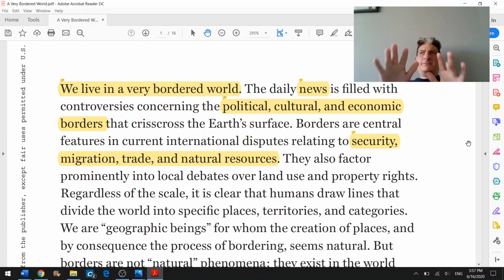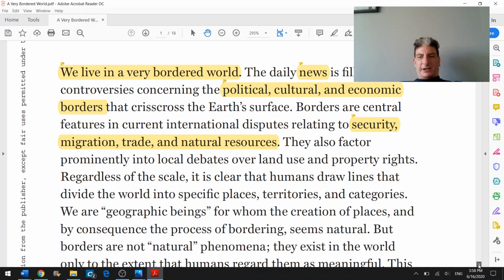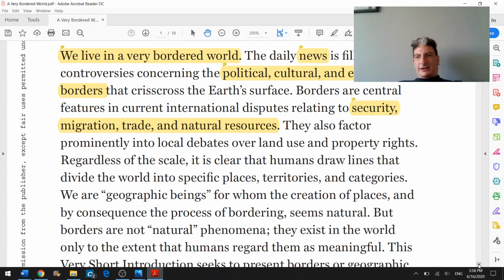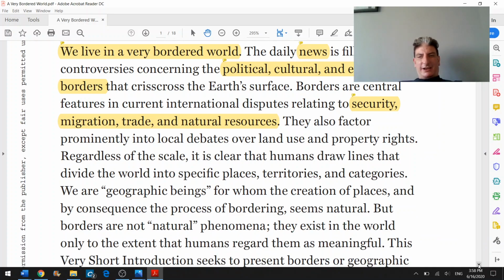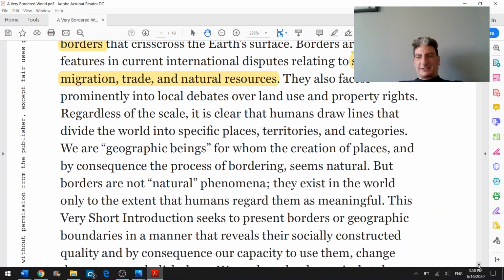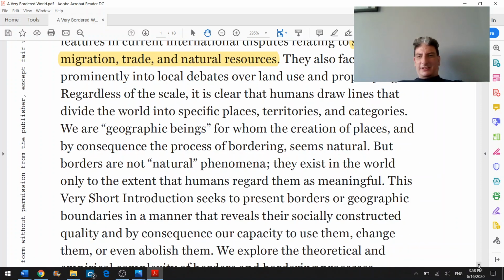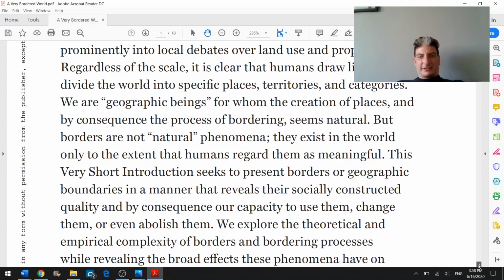What is the connection between these two? I've seen these things multiple times. So there's something going on here. There must be a purpose. So when I'm reading, I'm not just looking for every bit. I don't need to read that it's on the Earth's surface. They also factor prominently into local debate, and I don't really care about that.